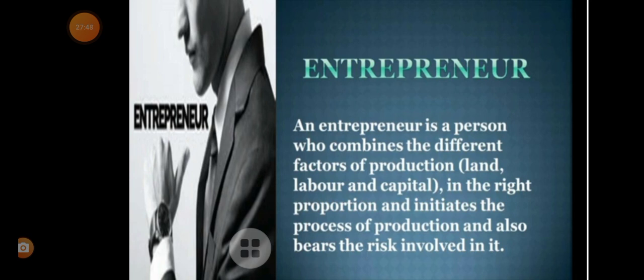So always the businessman, he uses the resources in a proper way so that the production, the end result will be high. Okay, and also they involve in risk. Okay, sometimes the business may go in loss also, so they have to take risk also.